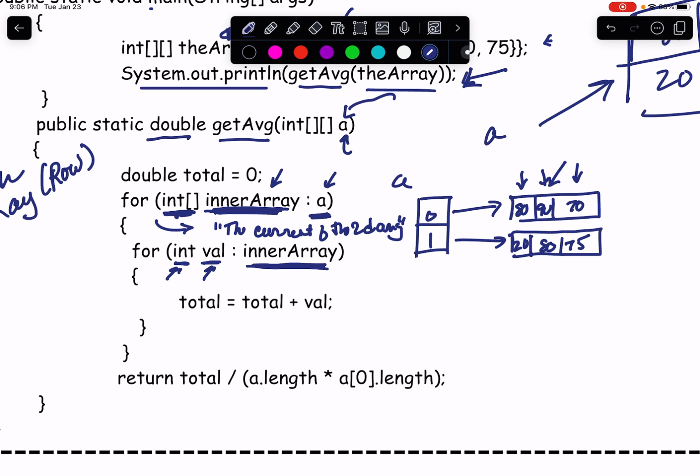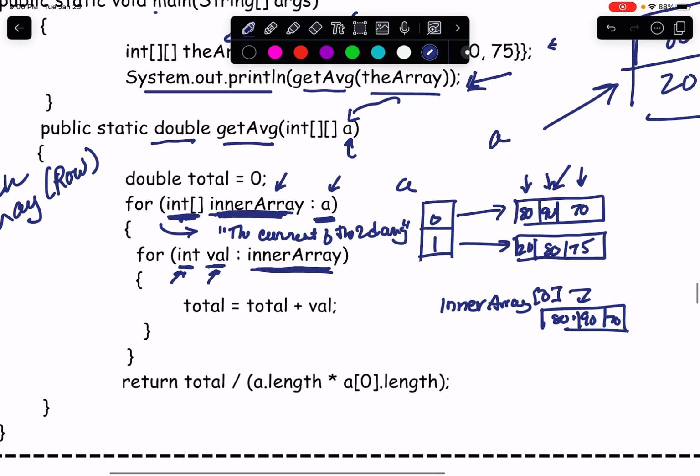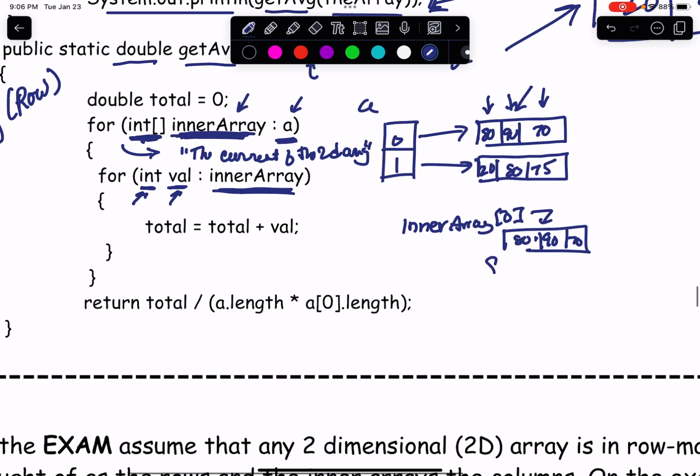So now you can see that it's going in. The first thing it's doing is saying for every one, inner array is now looking at 80, 90, 70. That's the first thing it gets. It pulls off that first one, which is the 0. Inner array 0. And it's going to 80, 90, 70. But it's not really there. It's just pointing to that right now. And so the first val pulled off will be 80.